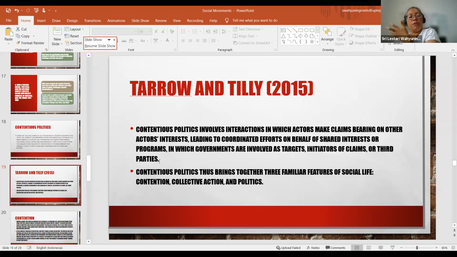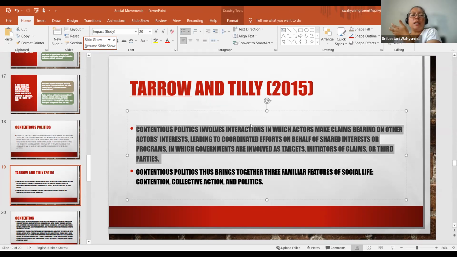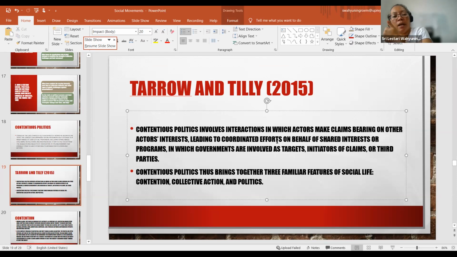So if we see the first lines here, contentious politics involves interactions in which actors make claims. So the keywords there: it involves interactions, of course, and the actors make claims bearing on other actors' interests. And it is important also to note that it leads to coordinated efforts on behalf of shared interests. So your interest, my interest, and then it became shared interests, and then it is programmed. Those are key important words.